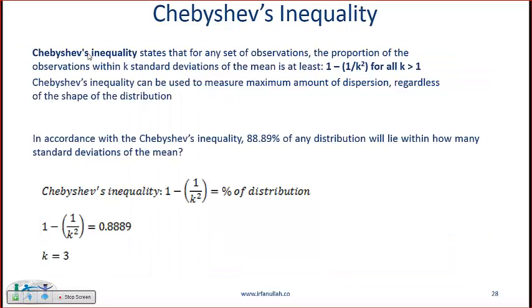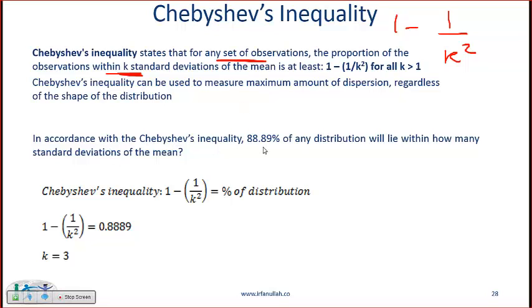Next item is Chebyshev's inequality. This states that for any set of observations, the proportion of observations within k standard deviations of the mean is at least 1 minus 1 over k squared. So what is k? It is the number of standard deviations from the mean. And an important point is that Chebyshev's inequality does not assume anything about the underlying population. Many other formulas assume that the underlying population is normal, but Chebyshev does not.